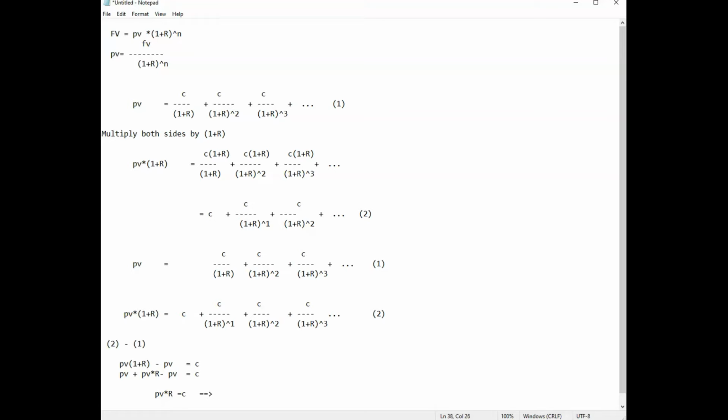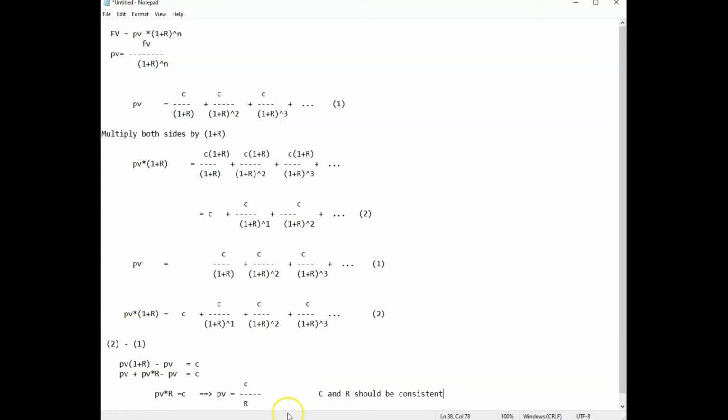Finally, we have our final result: present value equals c over r. I think this is probably the simplest formula in finance. I repeat: if we have a perpetuity, the same cash flow at the same interval forever, and the first cash flow happens at the end of the first period, then we can write a very simple formula for the present value of this perpetuity, c over r.